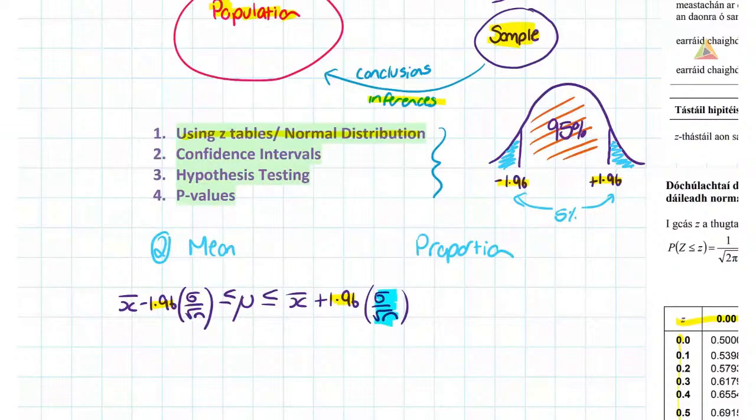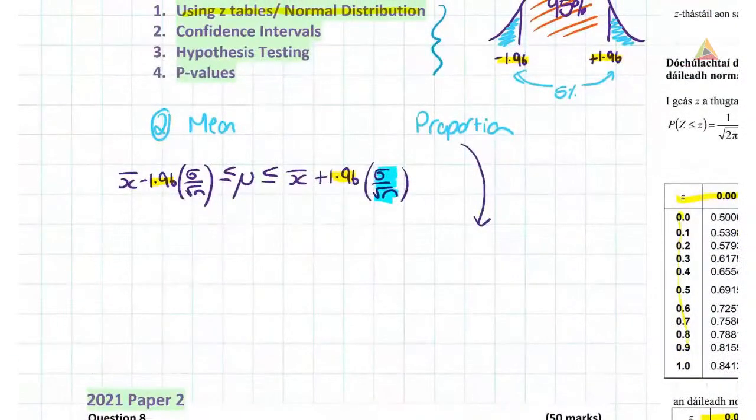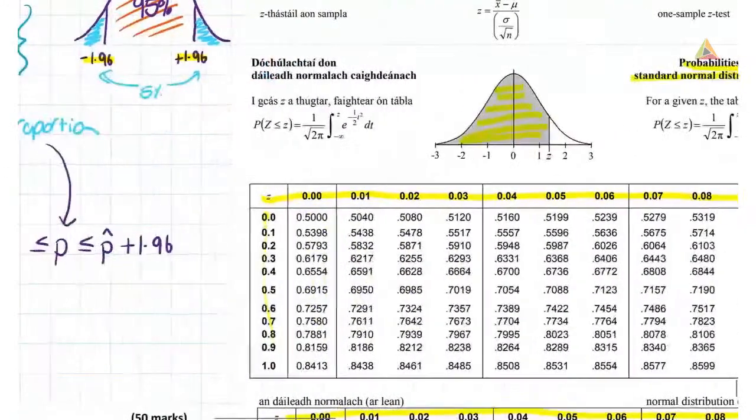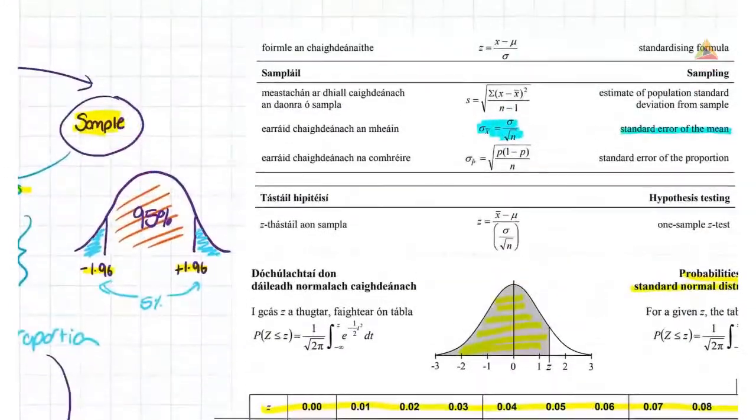Your confidence interval for a proportion then, similar structure. You have P, the population proportion in the middle, and either side then we have P hat, which is your sample proportion, plus 1.96 again, but this time it's going to be the standard error of the proportion. So if we go back up to page 34 of our log tables, down at the very bottom we have the standard error of the proportion.